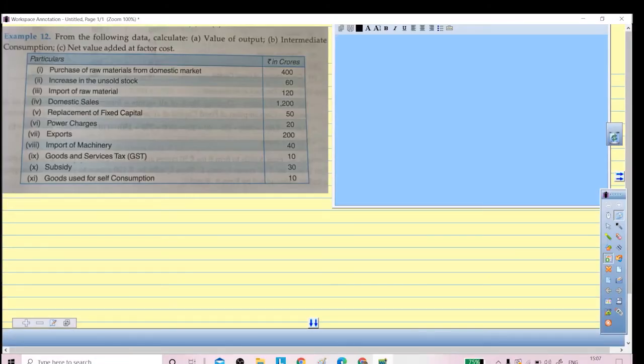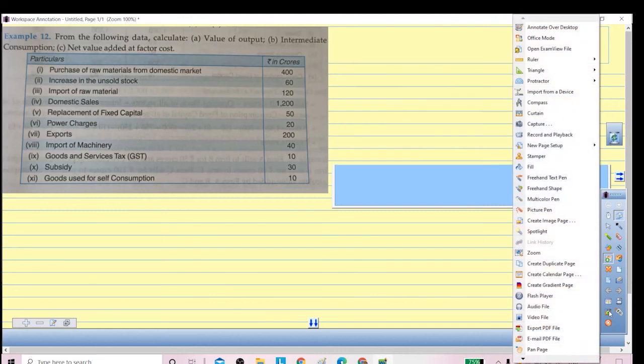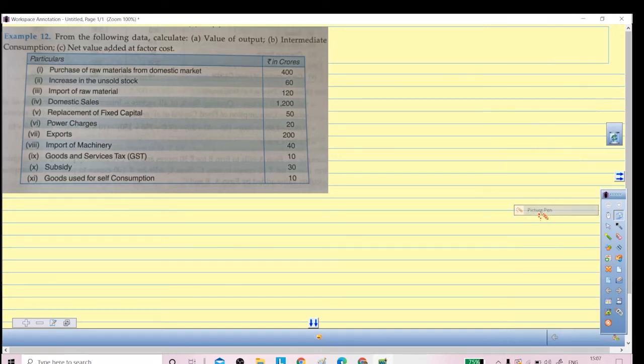This is the 5th homework question. We will read the question once and we'll proceed further. From the following data, calculate value of output, intermediate consumption and net value added at factor cost. As far as this particular question is concerned, there are so many new terms that are given. So we will see how to treat each of these items in the solution and will proceed further. Okay. So here, purchase of raw materials from domestic market.